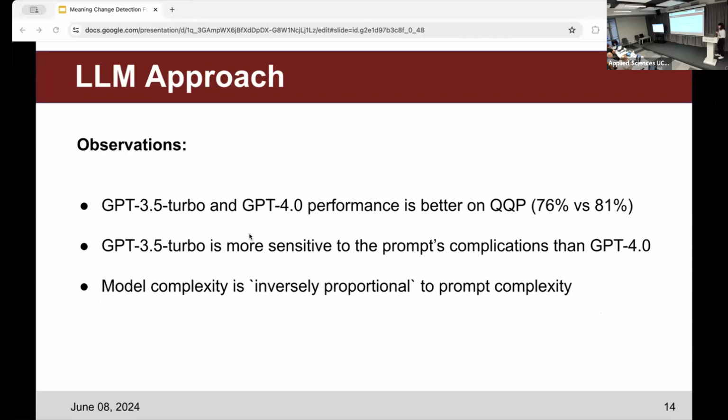The initial and most intuitive conjecture here is that GPT in general can understand more natural, less refined data better. Also on POS, we saw that GPT 3.5 Turbo is more sensitive to prompt complications than GPT-4, which behaves almost constantly. And finally, model complexity is in some sense inversely proportional to prompt complexity, because GPT-4 can infer complex tasks from minimal instructions, whereas GPT 3.5 Turbo requires more explicit guidance.